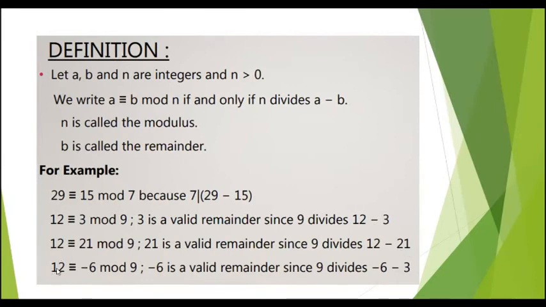And for the last one, 12 is congruent to negative 6, mod 9. Negative 6 is also a valid remainder since 9 divides negative 6 minus 3, that is 1. Okay? If we subtract 12 minus negative 6, magiging 12 plus 6, that is 18. 18 divided by 9, the answer is 2. That is a whole number.